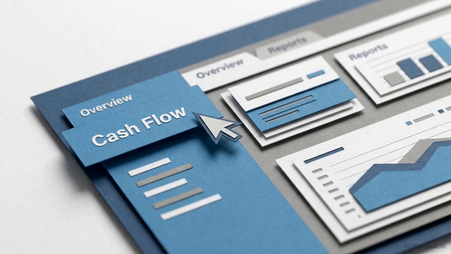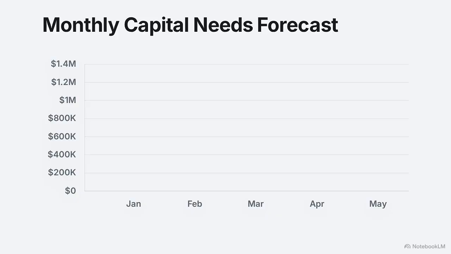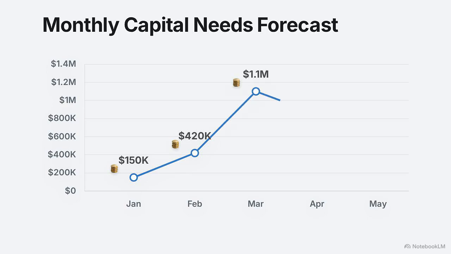Trimble Unity Construct solves this temporal mismatch through its cash flow cost entity. In this system, cash flow acts as a predictive financial model. It calculates the exact amount of capital required each month over the remaining life of a project.